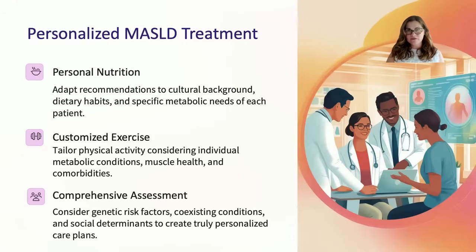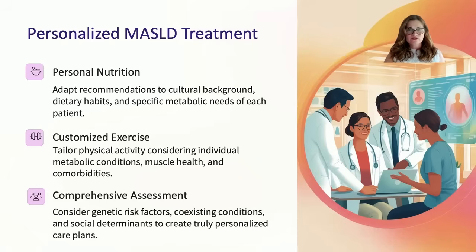MASLD doesn't look the same for everyone. That's why personalized treatment is so important. People living with MASLD will develop it for different reasons and progress at different speeds. So we need to tailor treatment to the individual, not take a one-size-fits-all approach. Genetic screening can help identify those at a higher risk gene type who need closer monitoring and early intervention. When it comes to nutrition, personalized nutrition plans take into account cultural preferences and metabolic needs. For exercise, we look for an exercise program, fitness level, and lifestyle that fits the person.